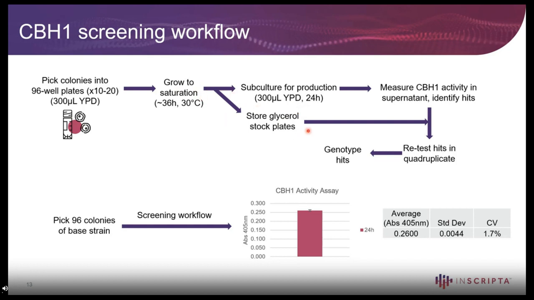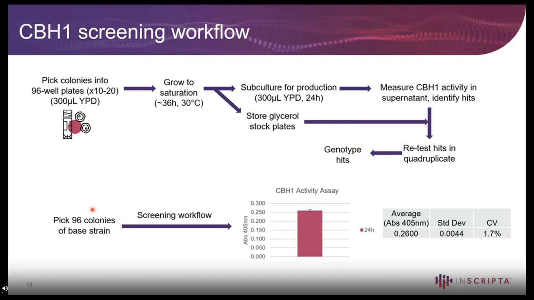So the saturated cultures were then stored as glycerol stocks at -80. So after 24 hours, we would measure the CBH1 activity in the supernatants for our primary screen. Once we did that, we would identify hits. Those identified hits can then go into a retesting of them to confirm that they're indeed hits. We'd go back to our glycerol stocks that we have and go into a retesting protocol, which is essentially going through the same process again, but this time they were tested in quadruplicate. Once we confirmed the hits, we would then genotype.